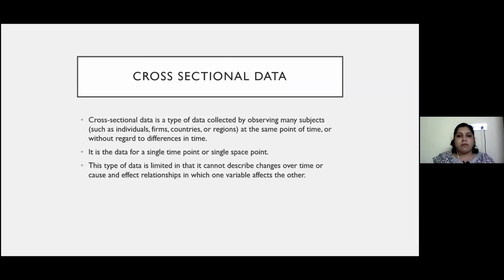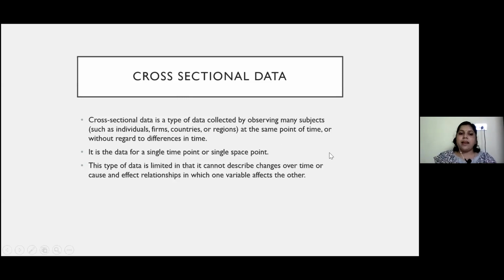Cross-sectional data is a type of data collected by observing many subjects, like individuals, firms (meaning companies), countries, regions, at some point of time. It's not for a long time, but for some point of time, or without regard to differences in time. It is data for a single time point or single space point.